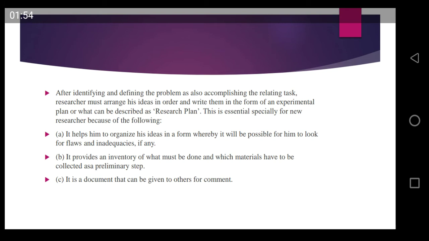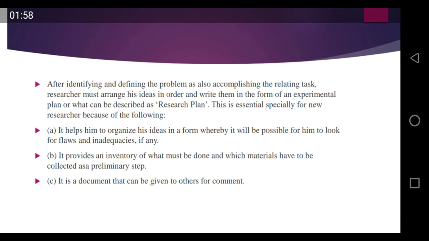In order to find the solution to the problem, we need to identify this. This plan is going to be called a research plan. This is especially specified for new researchers because of the following. First thing, it helps them to organize their ideas in a form whereby it will be possible for them to look for flaws and inadequacies, if any.